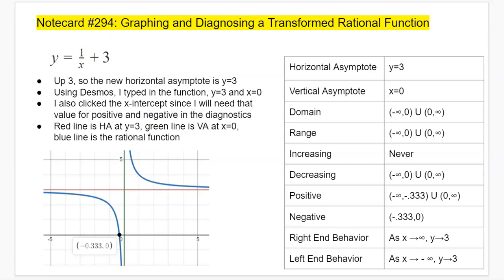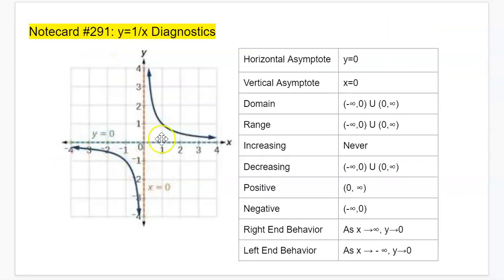Now we're going to get into note card 294, where we're taking something that's been transformed and we are diagnosing it. All right, so this one's up 3. That means that our horizontal asymptote from our parent, guys, our parent horizontal asymptote is y equals 0. So if it's a plus 3, that means it moves up 3. So my new horizontal asymptote is going to be at y equals 3.